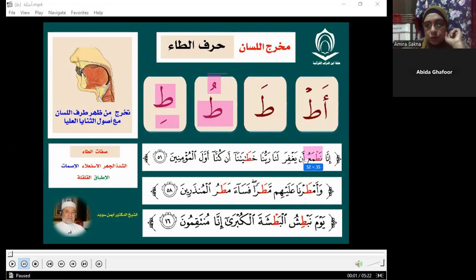We are going to read only the words where we have the letter. نطمع, نطمع. Kindly repeat. خطايانا, خطايانا. Pay attention. The kha is a full mouth and the ta is a full mouth.